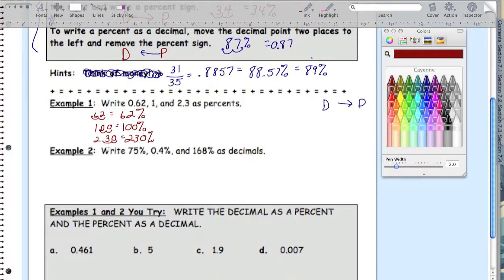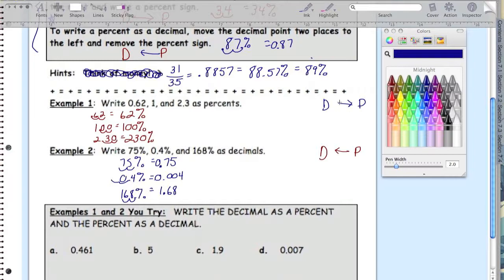Example 2, write 75%, 0.4%, and 168% as decimals. So we have percents, we want to turn them into decimals. I'm going to go 2 places to the left. 75%, 2 places to the left, 0.75. You can put that 0 in front of it to emphasize your decimal point. It's a good idea. All right, we have 0.4%. 2 places to the left, we find our answer is 0.004. And the last one, 168%, decimal point here, 2 places to the left, 1.68. And there you have it, okay?